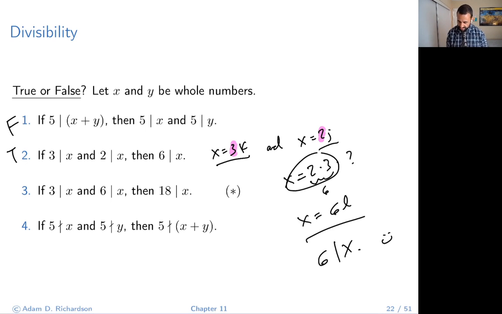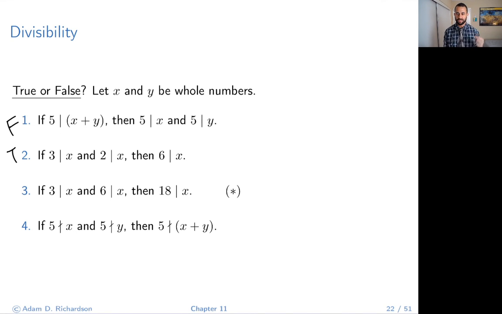The next one is interesting because it kind of says the same thing as number 2, but it's also got this little asterisk there, so it makes me think something is up, right? Something is up, and we're going to refer to this again in the next lecture. That's why that asterisk is there. This one says if 3 divides a number and 6 divides a number, then 18 must divide that number. Is that true? No, that one's false.